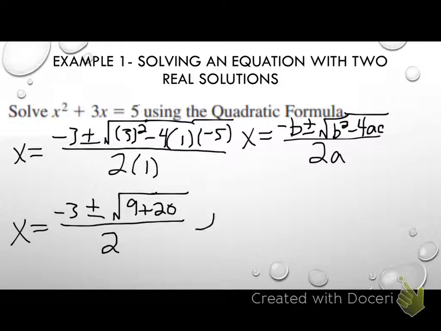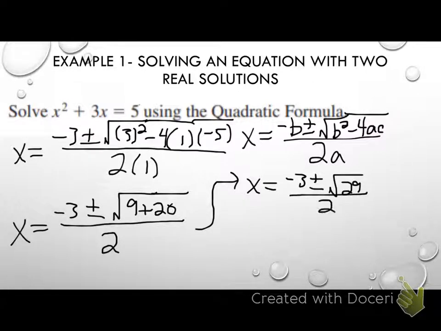Okay. -3 plus or minus. What's 9 plus 20? 29. All over 2. Can I do any more simplifying, really? No. Square root of 29 is just going to stay the square root of 29, because there's no other perfect squares that go into 29, are there? So I can't simplify that square root.